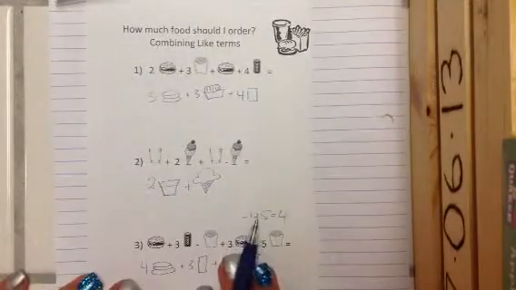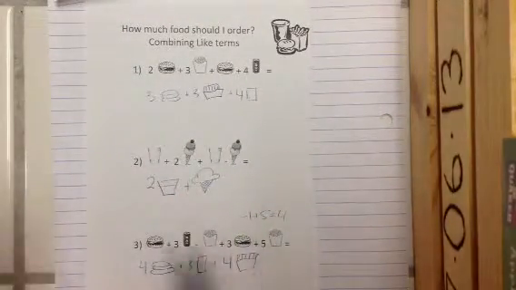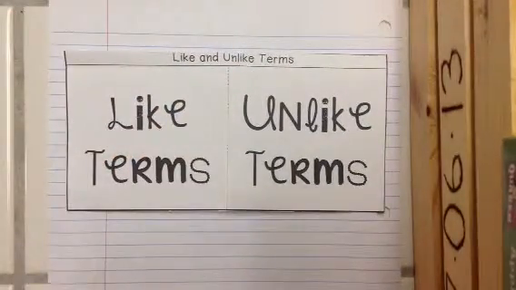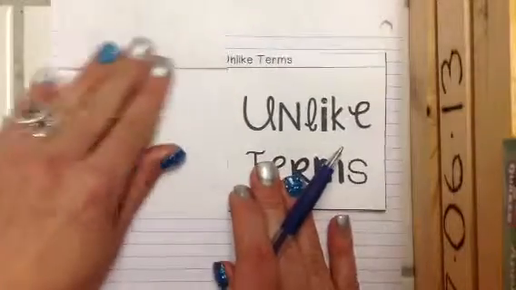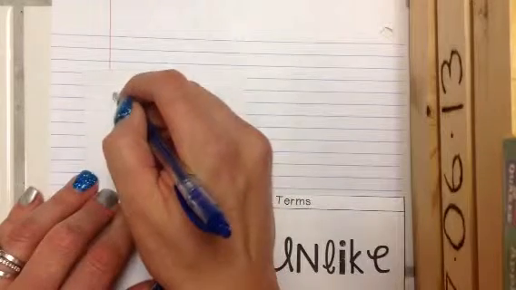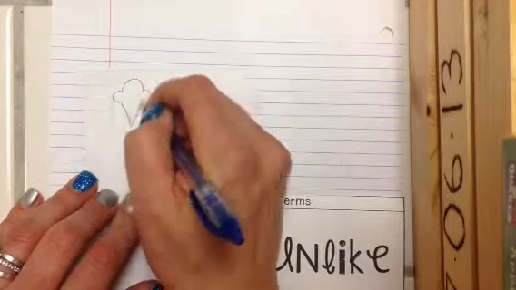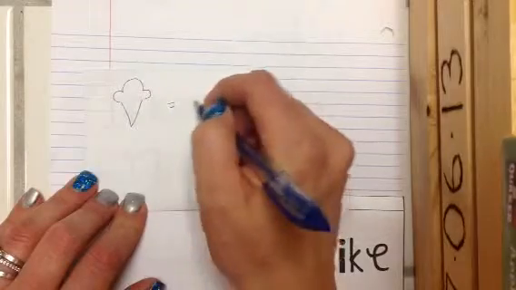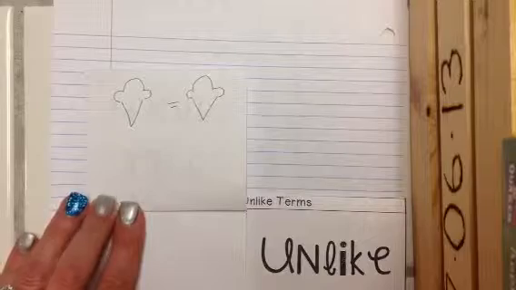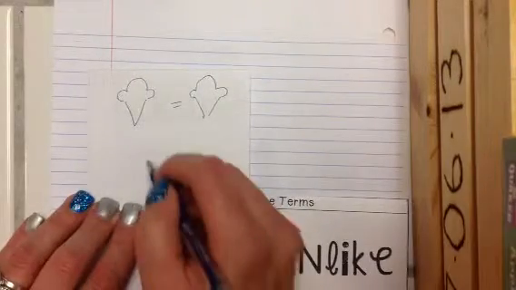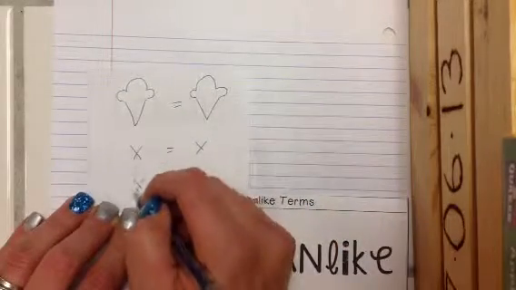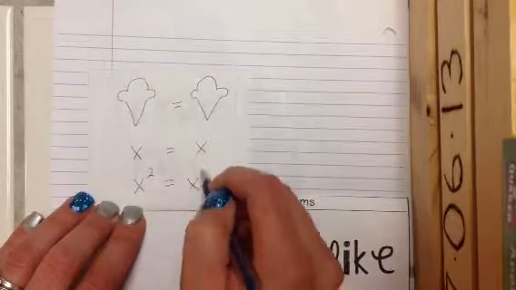Okay, so now that we've kind of gotten the hang of like terms, things that are similar, let's fill out this foldable that has to do with like terms and unlike terms. So if we flip open like terms, we know that an ice cream cone was the same as another ice cream cone, the same way that we know that x is the same as x, and x squared is the same as x squared.